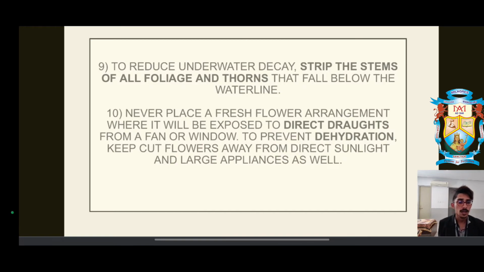When there are high winds blowing, it may disrupt or deform the particular flower arrangement. That is why we have to always keep it away from direct sources of draught, as well as not keep it under direct sunlight, as it can remove the moisture and thus cause dehydration.